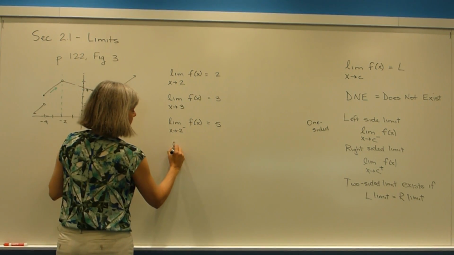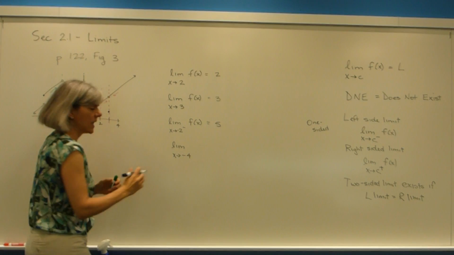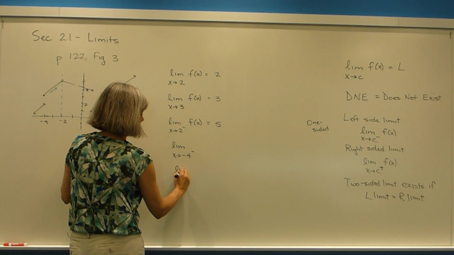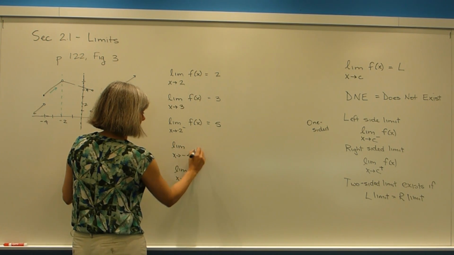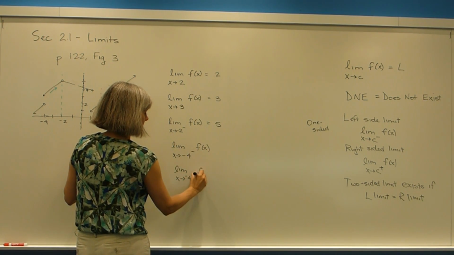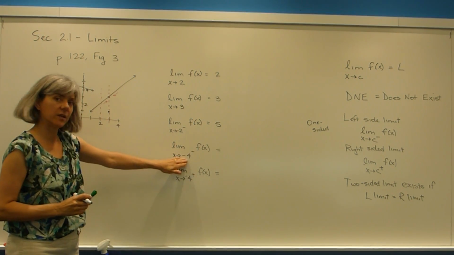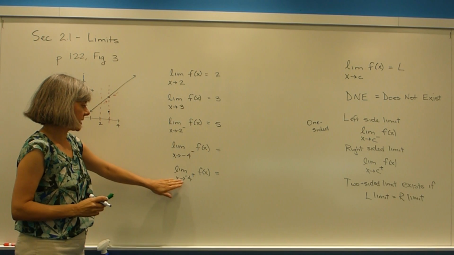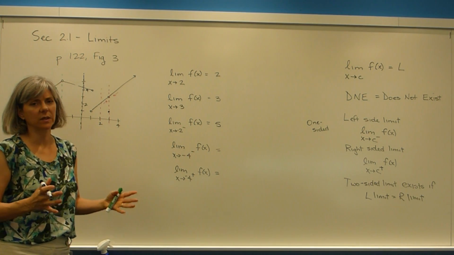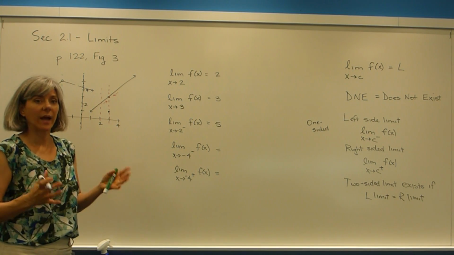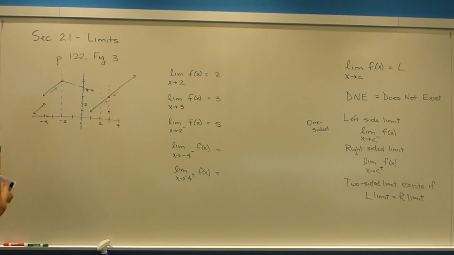Let's look at the limit as x approaches -4. And let's look from the negative side and from the positive side. Okay, so the limit as x approaches -4 from the negative side, and the limit as x approaches -4 from the positive side. I should warn you that with limits we write down a lot. That's okay. You have to write it all out. You really do.